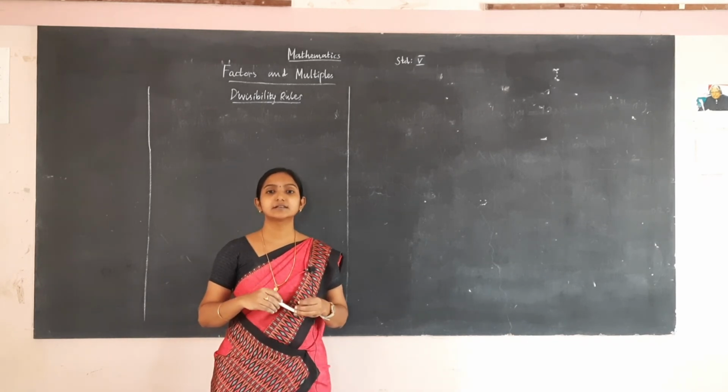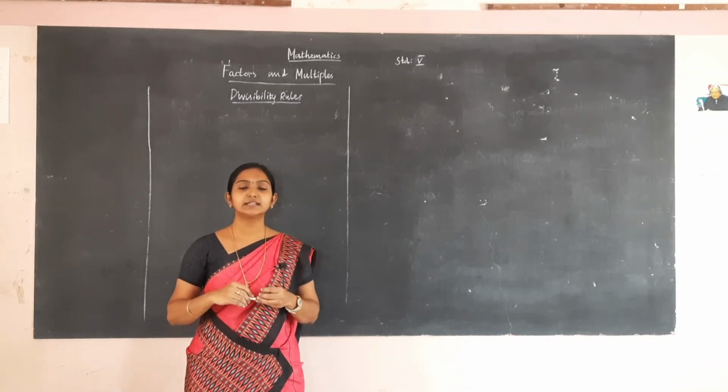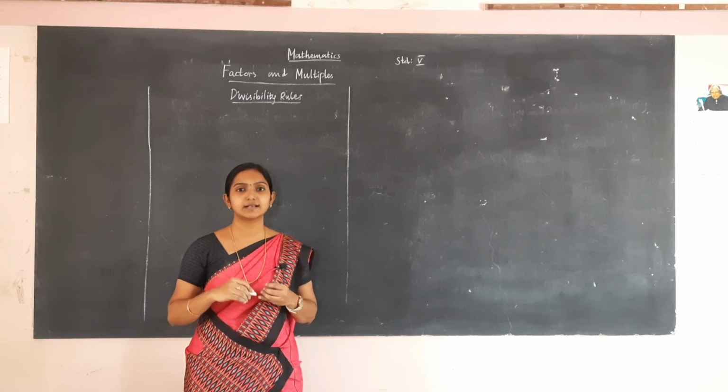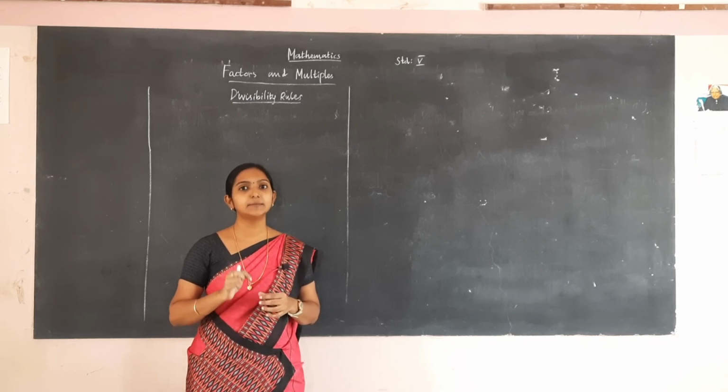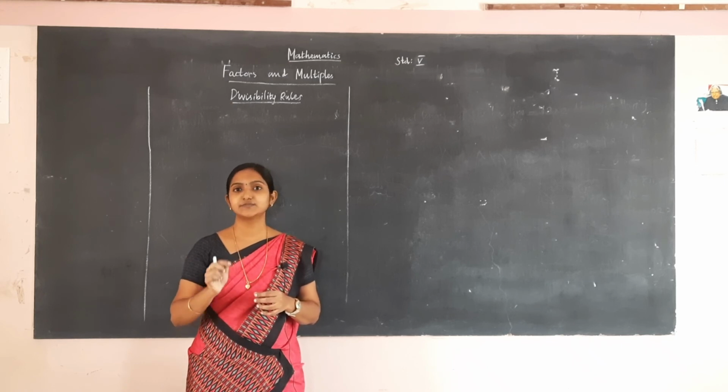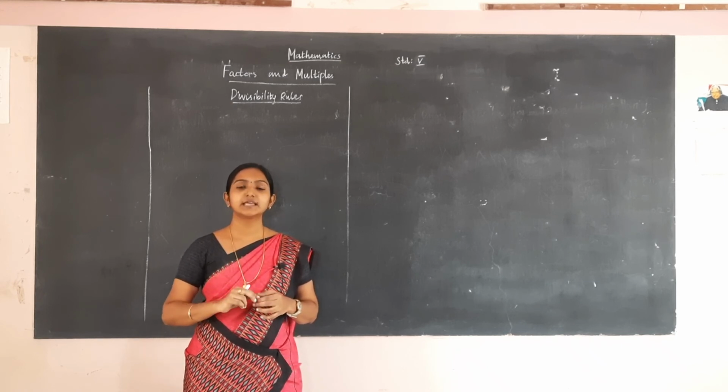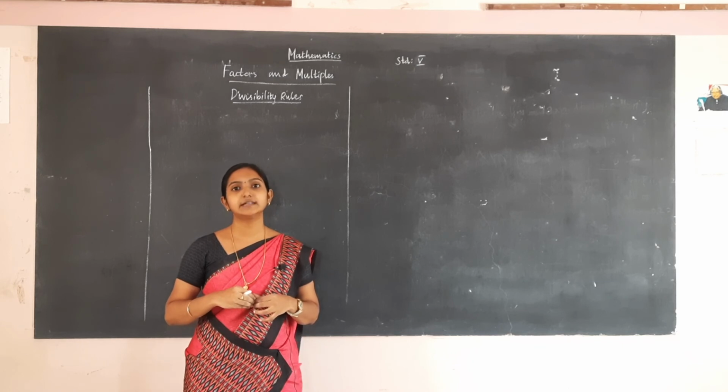If a number is divisible by 2, then the number in the unit place must be 2, 4, 6, 8 or 0. If the number in the unit place is 2, 4, 6, 8 or 0, then the number is divisible by 2. Next, divisibility rule for number 3.